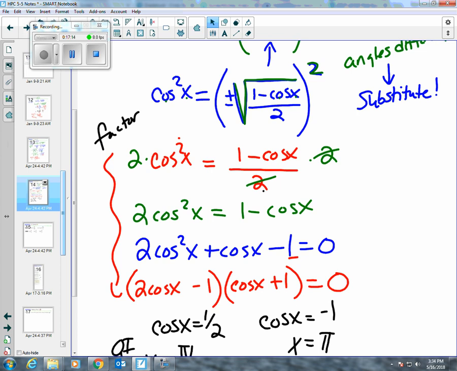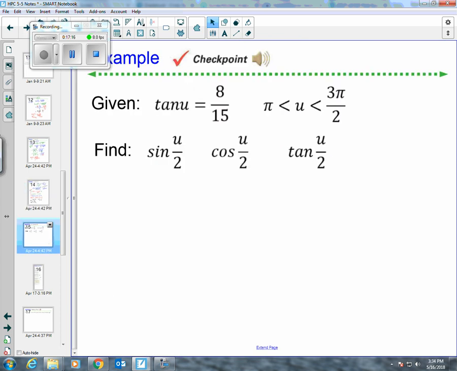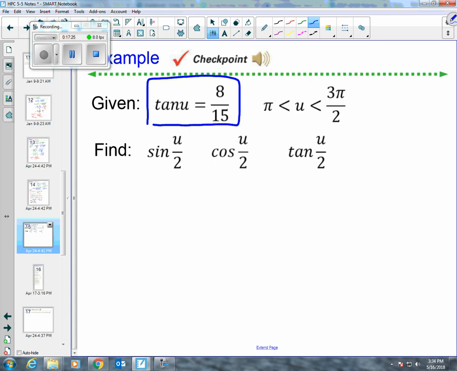Okay, so last thing that we're going to talk about, last example we're going to do, what if you know something about a triangle? So that's what we're going to do last. So what if I have some information about a triangle? So I am giving you this. So remember, if I give you a trig ratio, you know 2 sides of a right triangle. If I tell you this, you know where that triangle is going to be. So if we're between pi and 3 pi over 2, where are we sitting? Well, that would be quadrant 3.